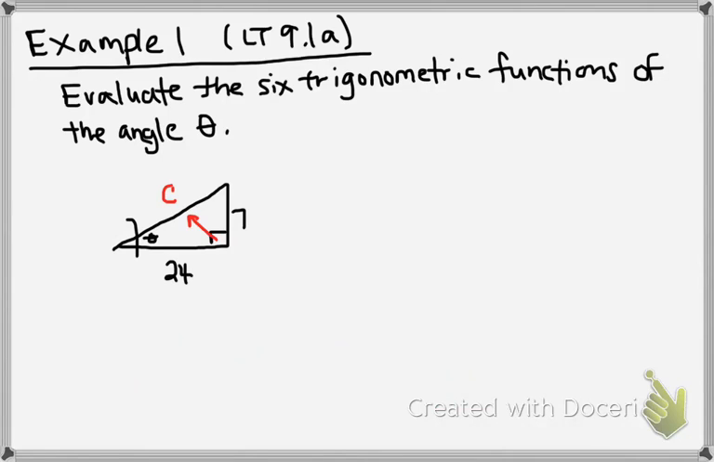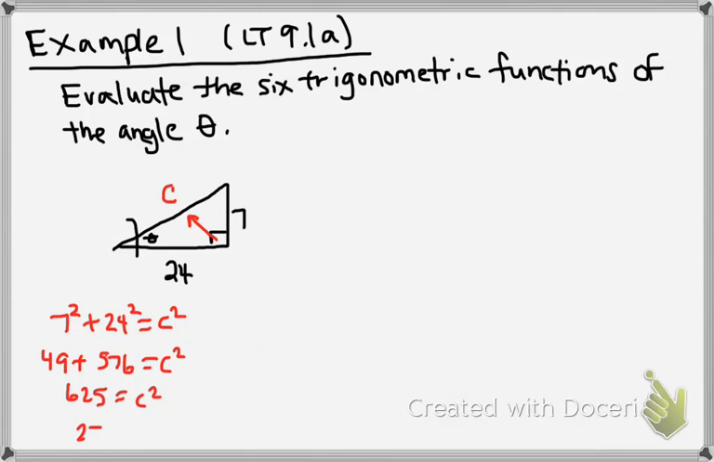So when I go ahead and set up my Pythagorean theorem, I end up with 7 squared plus 24 squared has to equal that C squared, or that unknown side, that hypotenuse that we don't know. So now I'm going to go ahead and simplify this. So 7 squared I know is 49, plus 24 squared is 576. And then add those two together, I get 625 equals C squared. Take the square root of both sides, so C is equal to 25.